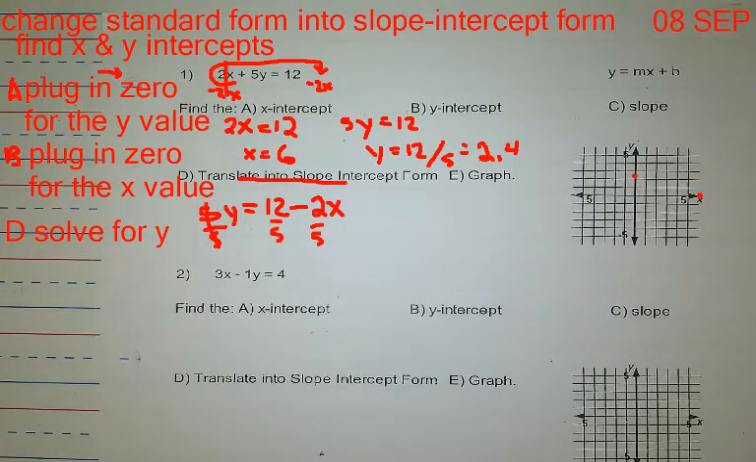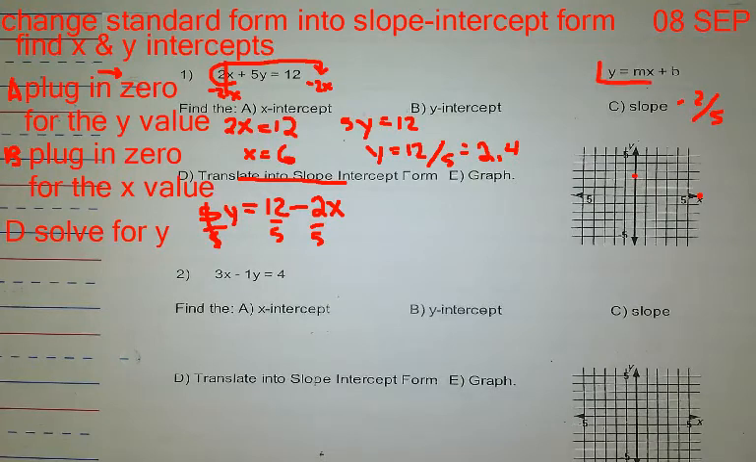And then this is 12 divided by 5, which is 2.4. We know that already. And this is negative 2 divided by 5. That's the slope. So I just found the slope, negative 2 divided by 5. How do I know it's a slope? It's the number in front of x, right?